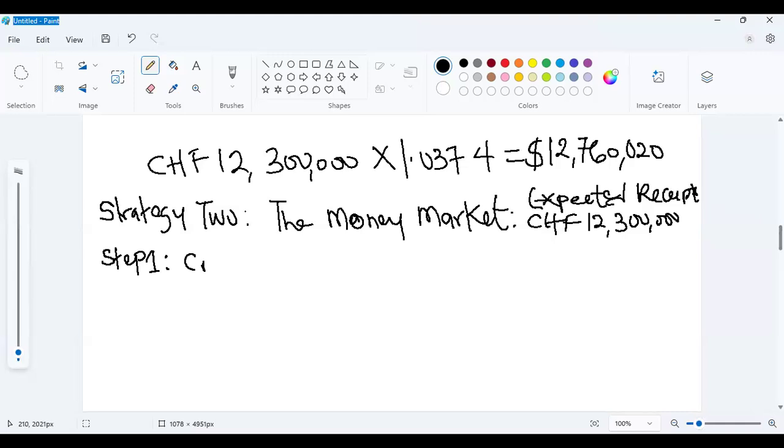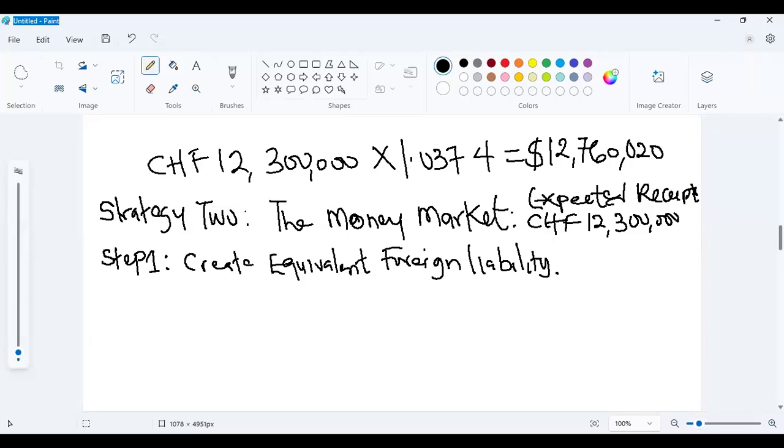My step one, create an equivalent foreign liability. What that means is that I'm going to borrow an amount in CHF. The amount I'm going to borrow plus the interest payable on my borrowing must equal the amount I'm expecting in 6 months' time.